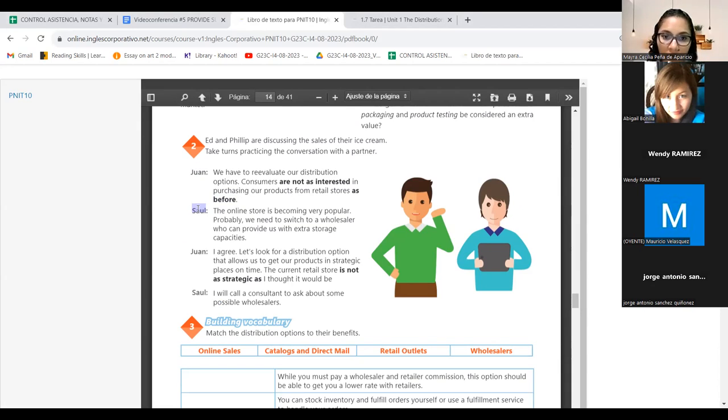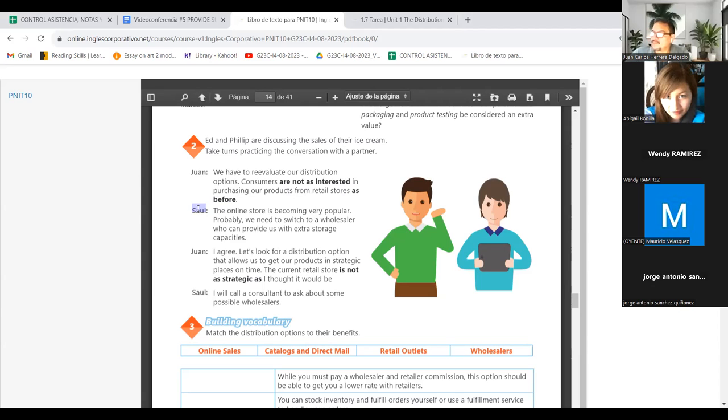Okay, we have to re-evaluate our distribution options. Consumers are not as interested in the purchase of our products from retail stores as before. The online store has become very popular. Probably we need to switch to a wholesaler who can provide us with extra storage capacities.